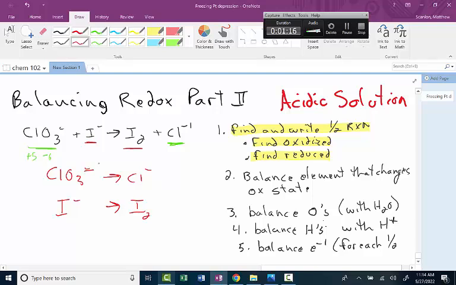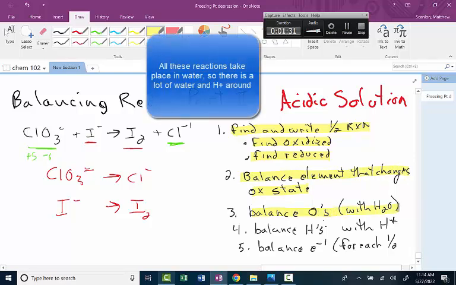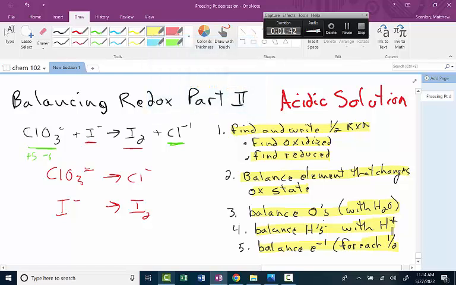Now I'm going to recopy this and write down the rest of these rules because you got to have them on paper to do this. What we'll do next is balance the element that changes oxidation state. Then we'll balance the oxygens, and we'll do this by adding water. Then we'll balance the H's with H plus. Then we'll balance the electrons for each half reaction, and then we'll add them together. So I'm going to rewrite on the next page.